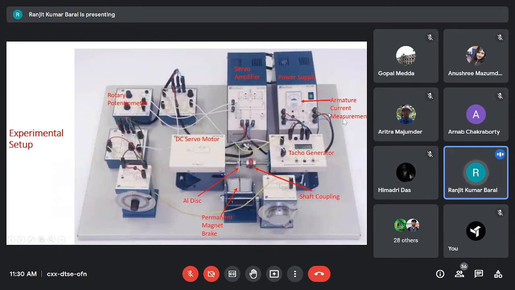Now regarding the experimental setup, this entire system in our laboratory was supplied by Feedback Systems, UK. That company has since been taken over by a German company. This experimental setup is very old, about 30 years old, but it is still working.